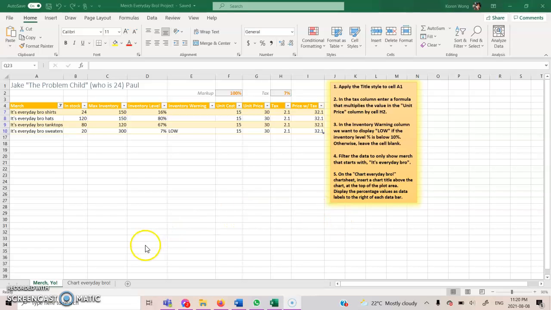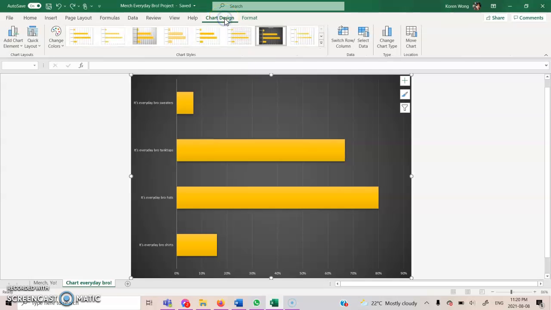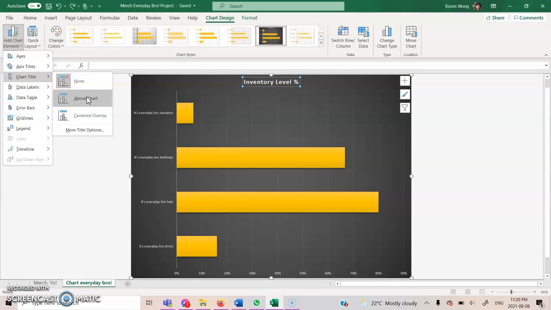So how I would do that is first I'll go to chart Everyday Bro. From there, I'll go to chart design. On my chart layout ribbon, I'm going to go to add chart element, and go over to chart title, and click above chart.